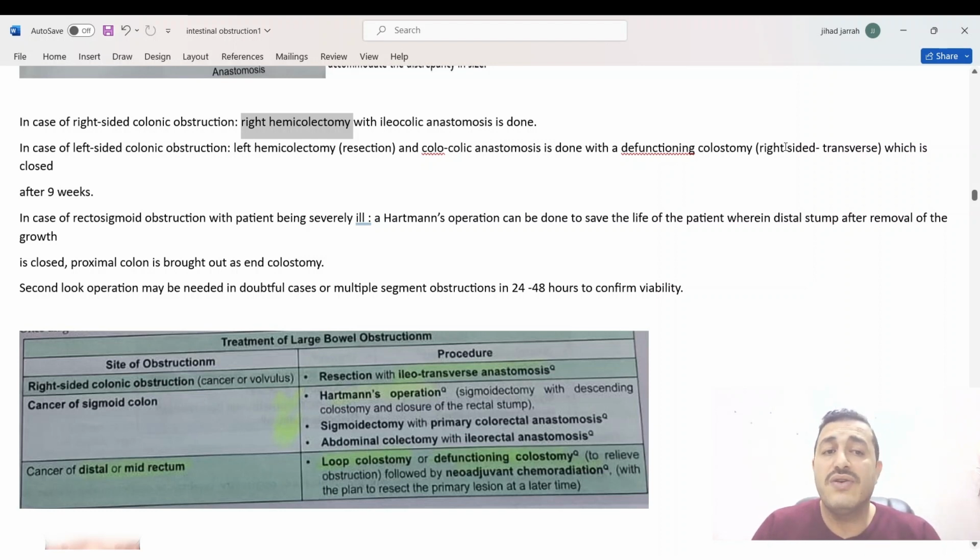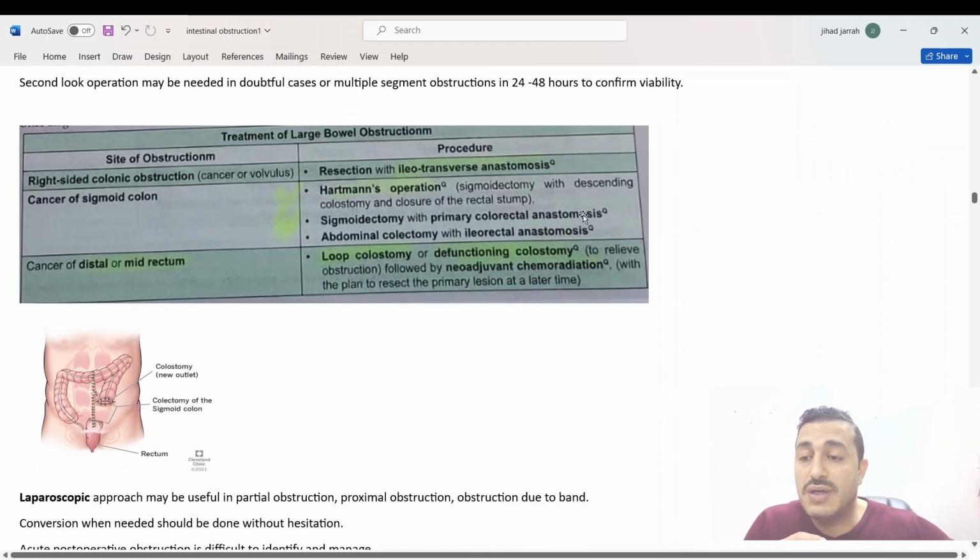Here the advice on the right side, defunctioning colostomy or in the transverse, and to be closed later after 9 weeks. In cases of rectosigmoid obstruction and the patient is severely ill, yes, Hartmann. I think there is a picture here about Hartmann. Here it is.